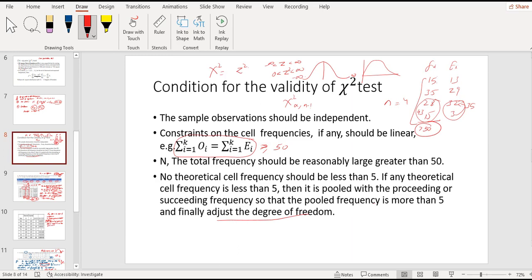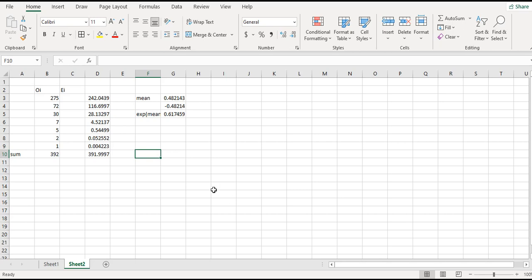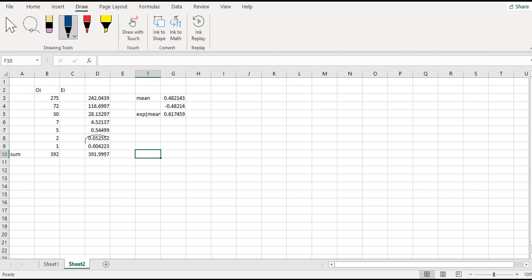So in this case what can we do? If you just look here, if I pool these two frequencies, then still the value is less than 5. If I pool these three frequencies, still the value is less than 5. So it means that we need to pool all these four frequencies so that its value will be greater than or equal to 5, right?